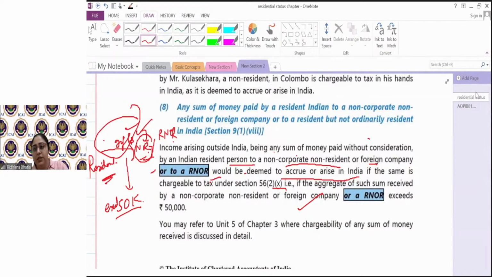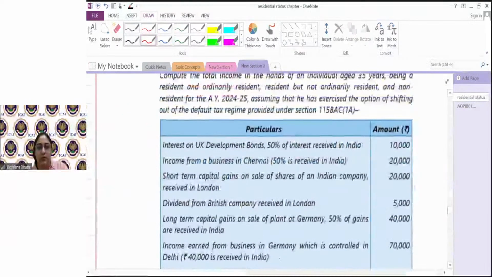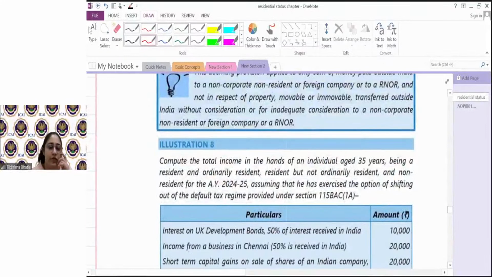ठीक है. So this is the illustration which we are doing, and then we'll take a small break. We have to tell whether that income would be taxable in India or not. And we have to calculate the total income, assuming that he has exercised the option of shifting out of default tax regime. अच्छा, ये किसी ने मुझसे पूछा था, shifting out of default tax regime मतलब he is not opting default tax regime. If he is not opting default tax regime, that means he is paying tax as per the old scheme.